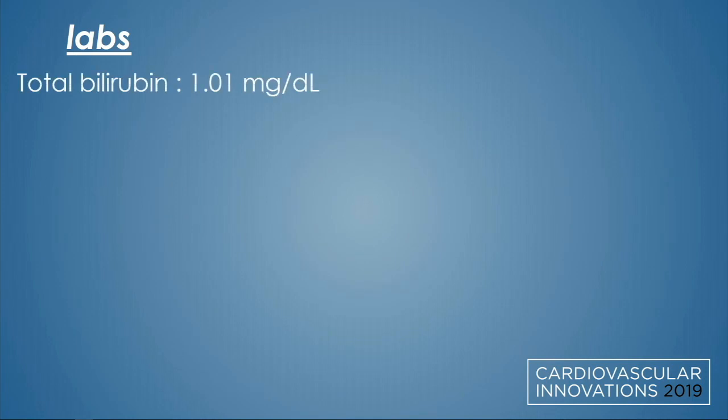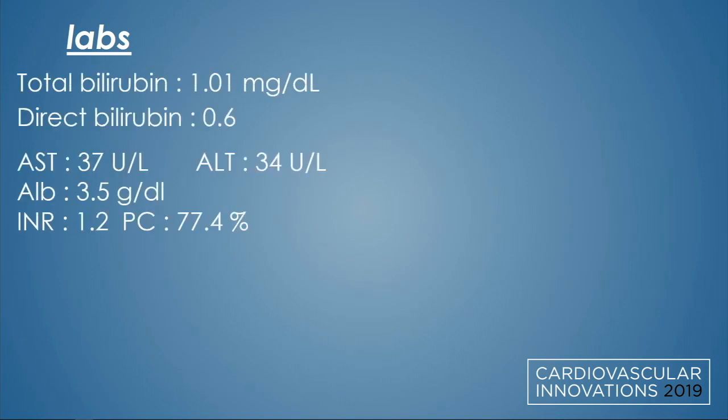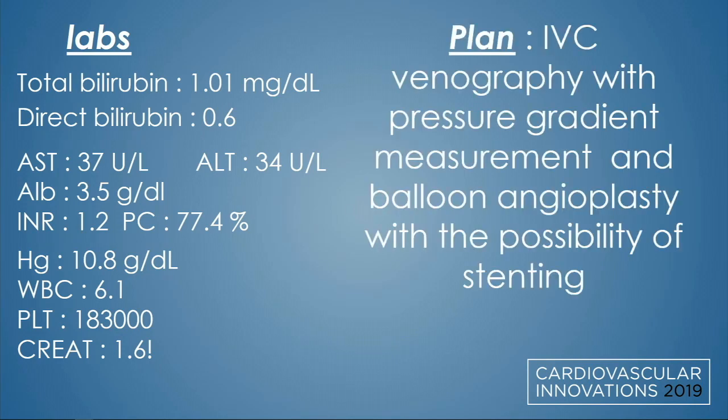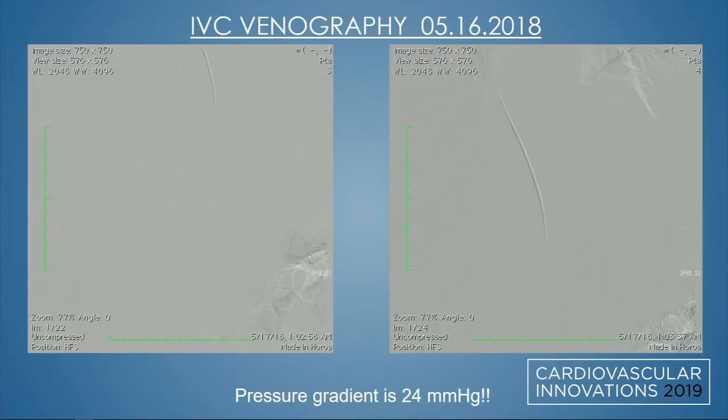So our labs, the bilirubin is within normal limits. The liver functions, the AST, ALT around 30s. INR is 1.2. Hemoglobin is 10.8. But the creatinine is slightly elevated, it's 1.6. So our plan is to do IVC venography with pressure gradient measurement with possibility of balloon angioplasty. And if it's not working, we are going for stenting.